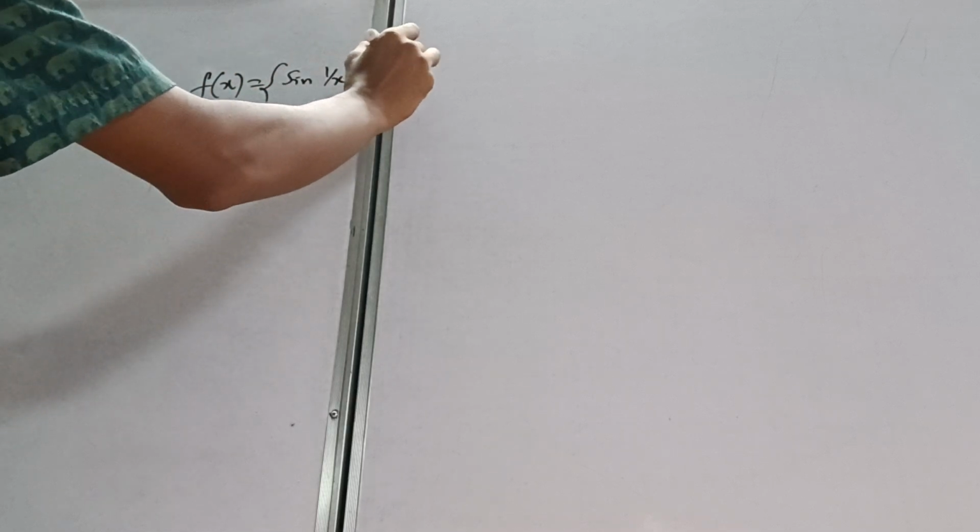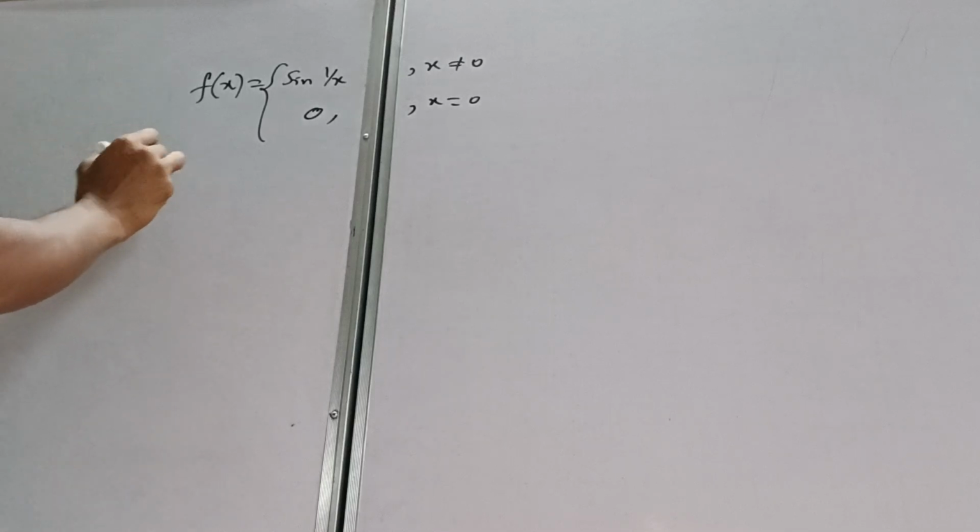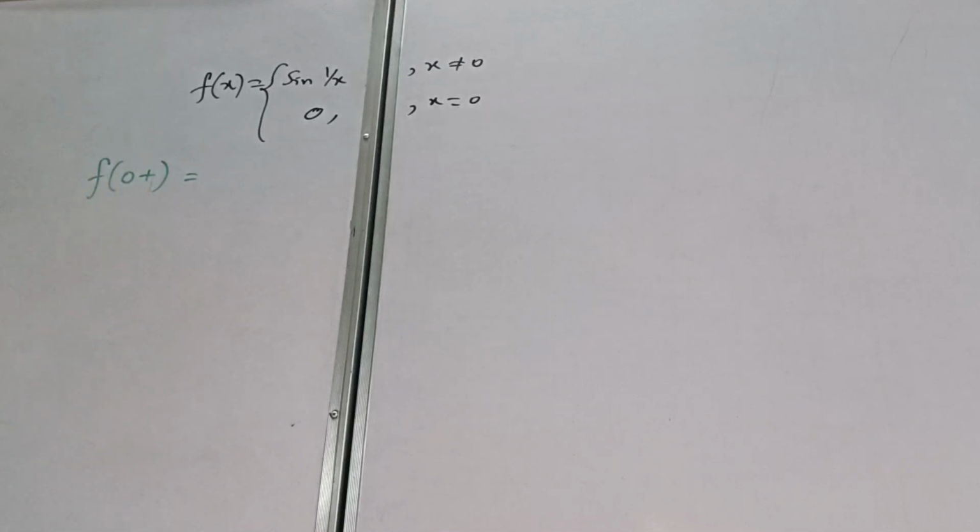Today we discuss an important topic related to discontinuity of a function. We write here f(x) = sin(1/x) for x not equal to 0, and f(x) = 0 for x equal to 0. Then we also talk about f(0+). What is f(0+) equal to?